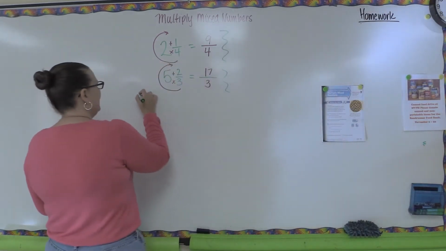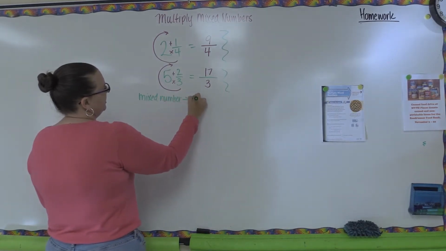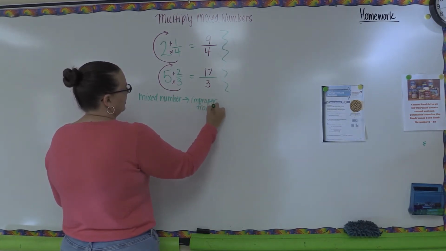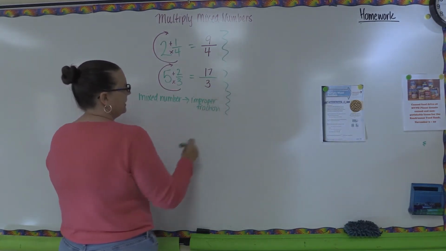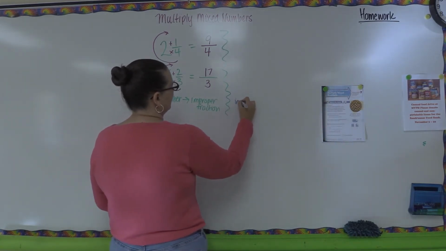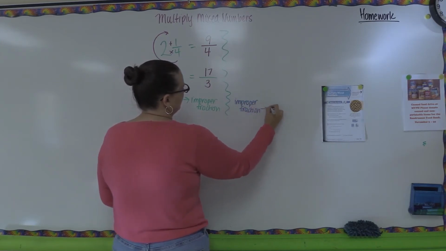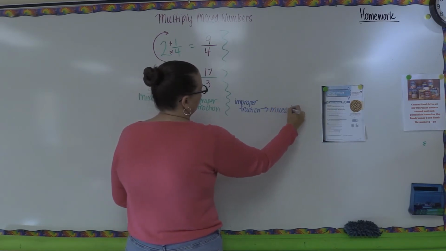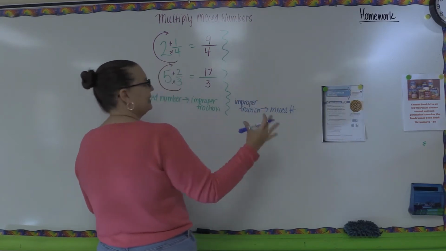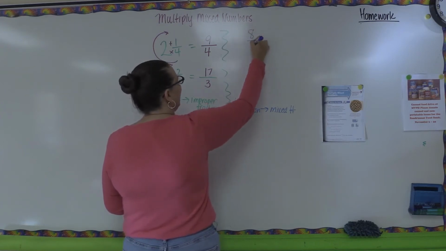All right, so this side was mixed number to improper fraction. This side is going to be improper fraction to mixed number. Say you have an improper fraction, which would be any fraction where the numerator is larger than the denominator. So say you had something like 8/3.